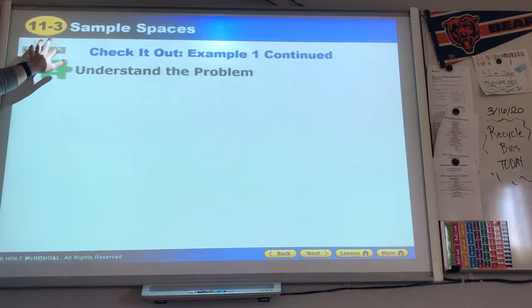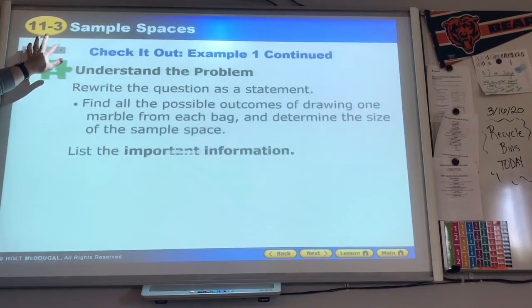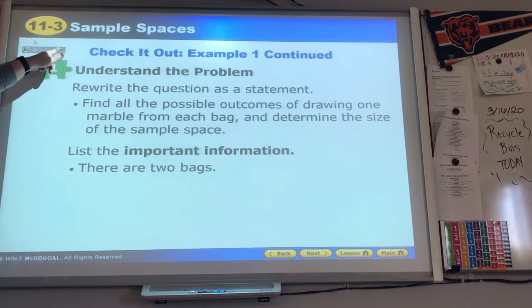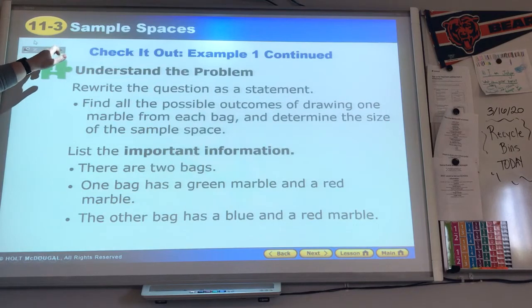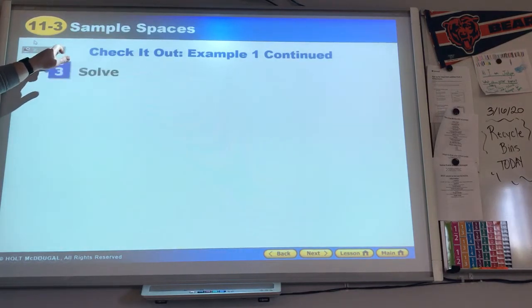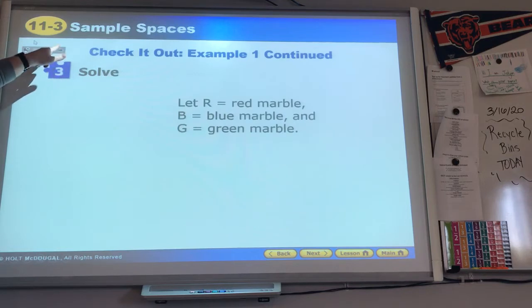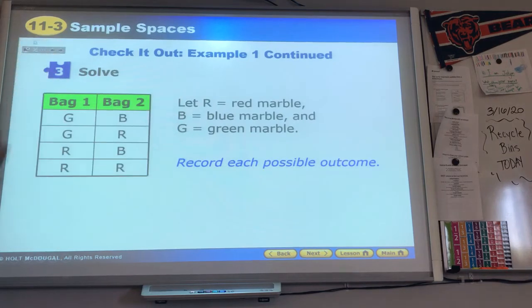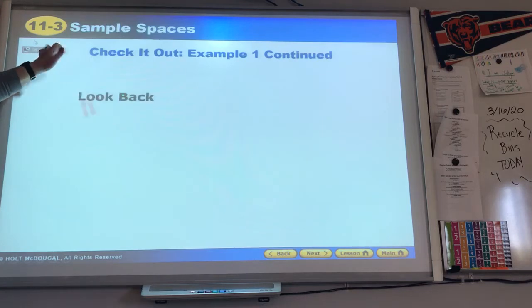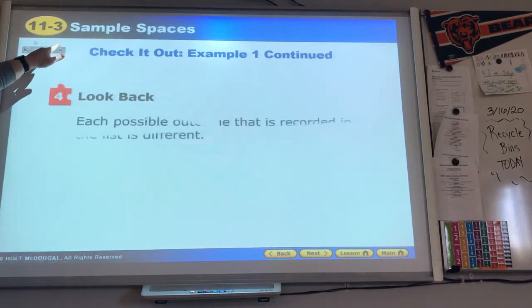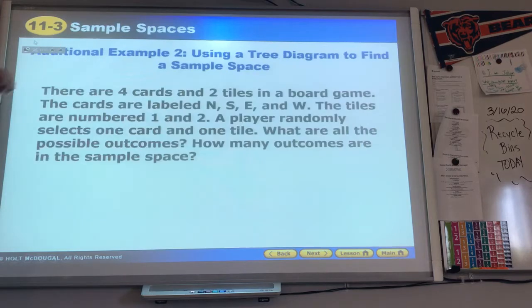Let's see. We got to understand the problem. All right, get the important information. 2 bags. First one, green and red. Second one, blue and red. Make that plan. All right. First bag, I could draw green then blue, green then red. Red then blue, red then red. Oh. 1, 2, 3, 4 different possible outcomes. 2 in each bag. 2 times 2 is 4. All right, we look back. Each possible outcome is recorded. The list is different. Very good.